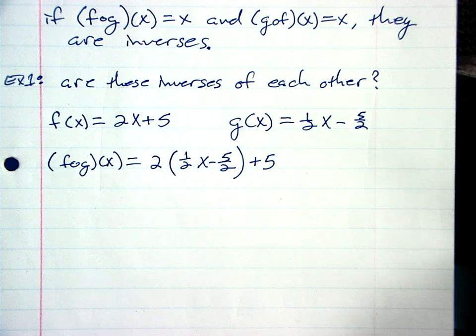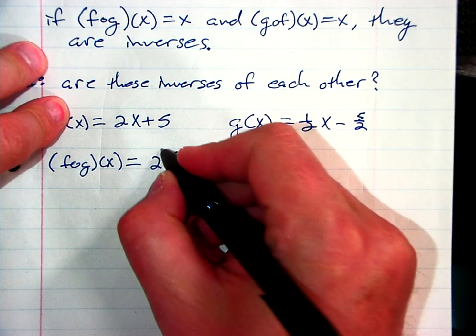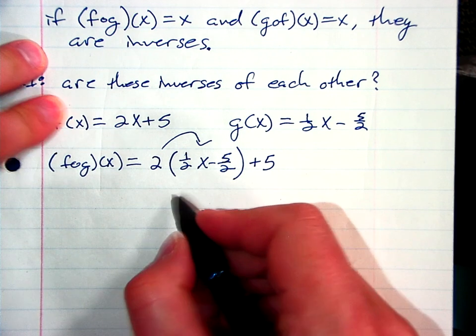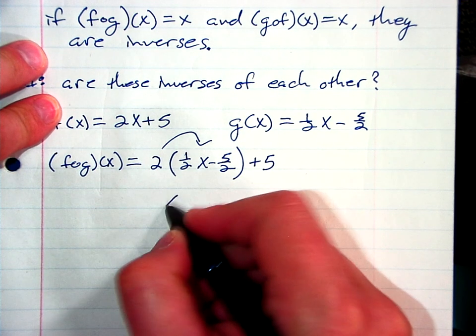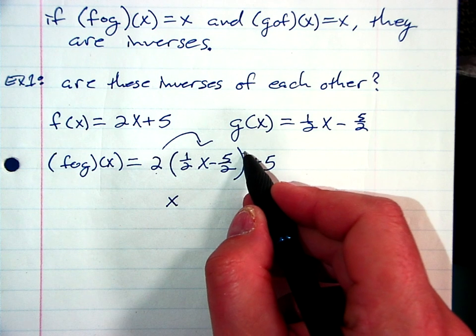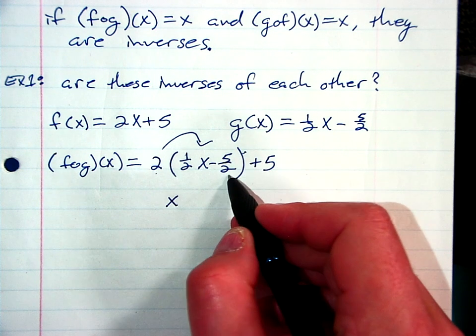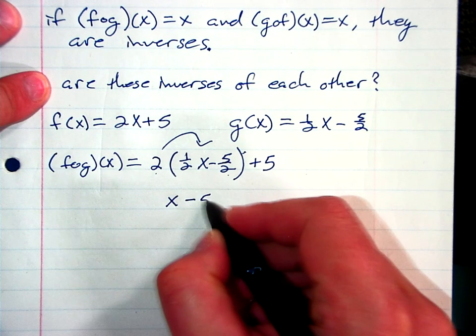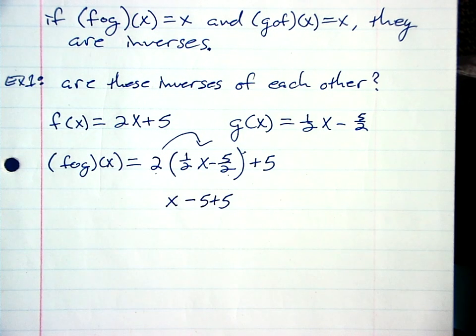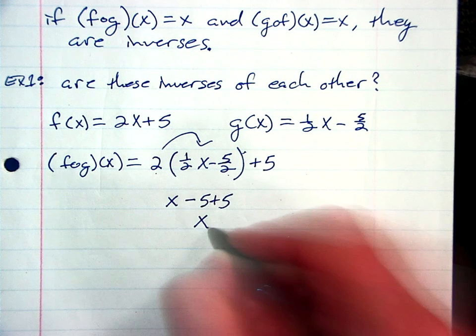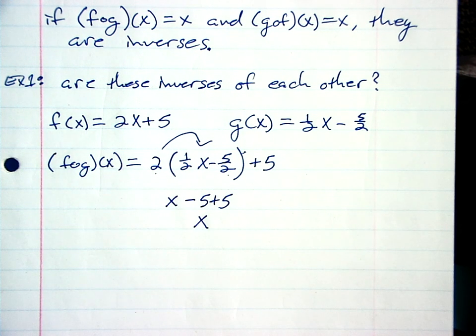Alright, what property do we have to do to get rid of the parentheses? Alright, so what is 2 times 1/2? 1x. All right, 2 times negative 5 divided by 2 plus 5. What is negative 5 plus 5? So we have an x left. So we know that we received an x when we plug g of x into f of x. So what do we do now? The other way, we take g of x and plug f of x into it.